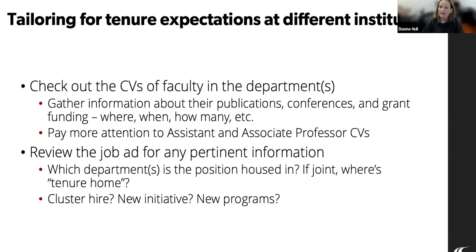So when you find a job posting that you want to apply to, what are some ways that you might be able to find out information about the institution so that you can tailor that research statement? First of all, you can take a look at the CVs of the faculty in the department. Where are they publishing? What conferences are they participating in? What grants? You can see where you might have things in common and where you also might be able to fill a void. I would definitely pay more attention to assistant and associate professor CVs. Someone that already has tenure, who's been promoted several times, is not going to be an apples to apples comparison. And so that can be a really great place to start taking a look.